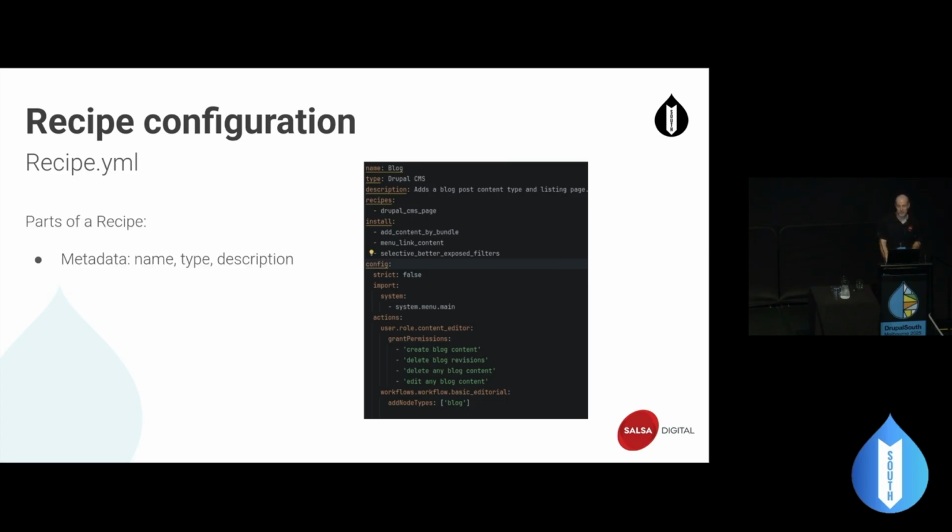Inside this YAML file, I'll just run through it. I've just copied the blog, the Drupal CMS blog thing. At the top, we have the metadata of name, type, and description. Name is your human readable, which is what Project Browser shows. Description, again, provide a description for your recipe.